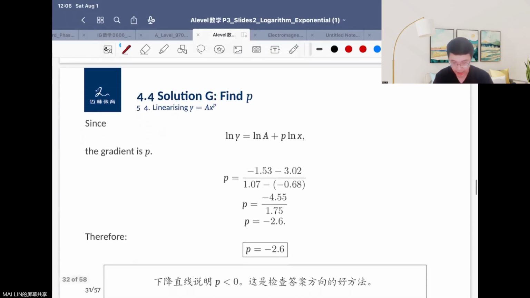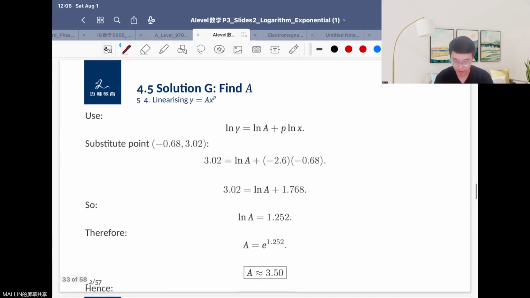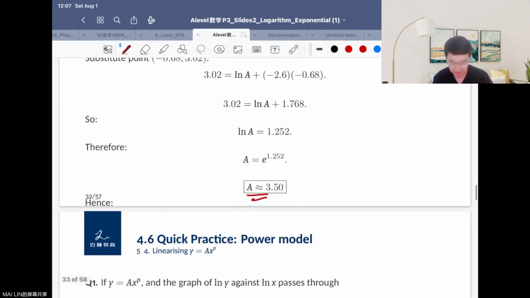For example, here we can calculate p equals negative 2.6, that's the gradient, and you can also calculate a here. So a equals 3.50. That is how we can calculate for such problems.